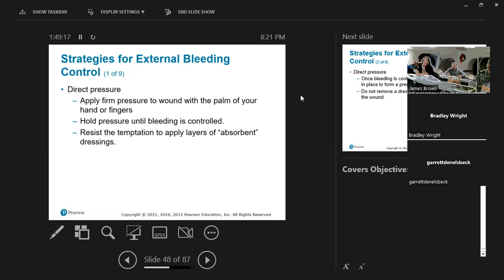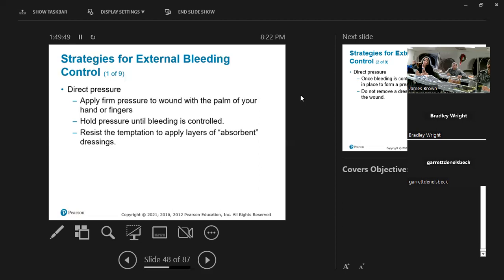And then, when they say applying layers of absorbent dressing, back when my dad was in Vietnam, how they dealt with a bleed was, you put a trauma pad over it, and once that soaks through, you throw another trauma pad over it, and then you tie it down. And when that soaks through, you put another trauma pad on top of it. The problem is that you keep adding these layers. How effective is the downward pressure on the wound?